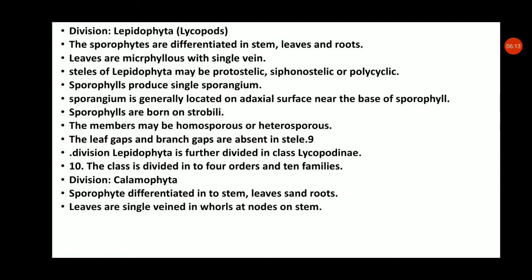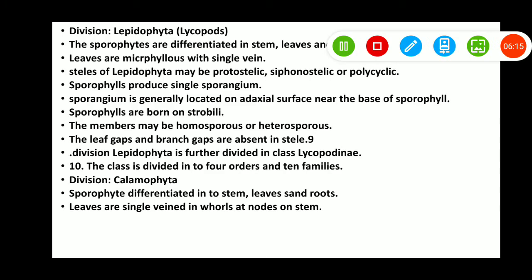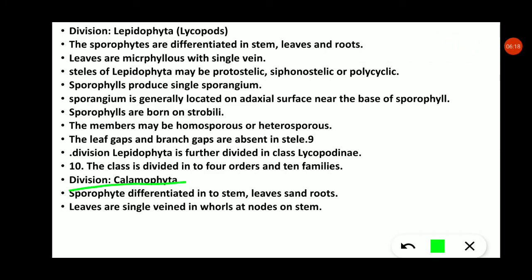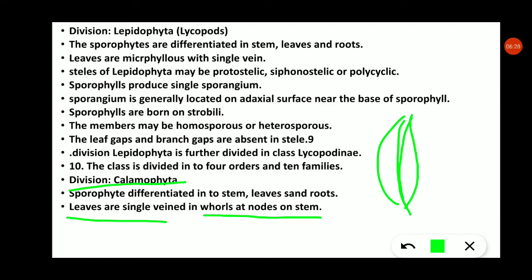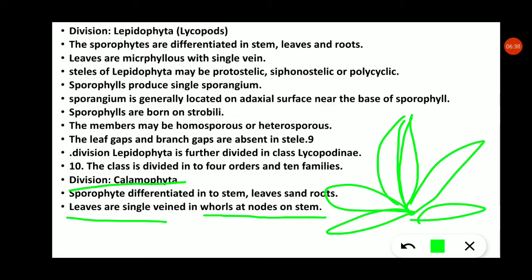Then the next point is that the leaves are single veined. Like Lepidophyta, in this division the leaves have only a single vein. They are single veined and arranged in whorls at the nodes of the stems. Whorls means like this. This is the stem, this is the node, and here the leaves are arranged in whorl form. Whorls means arranged in a circular pattern.